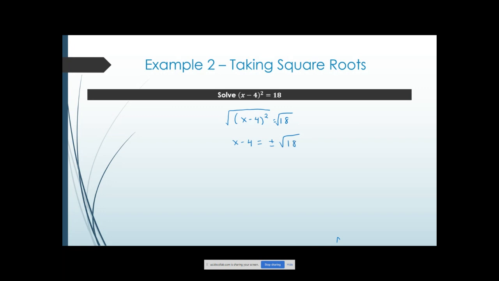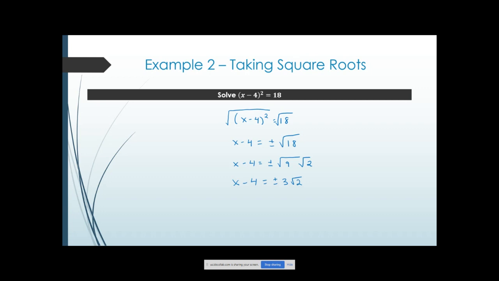So this is where we have to go back to P.2 and simplifying radicals. We haven't had to do that in a couple weeks, so if you need a refresher, I do have a video on that one. We have to simplify this radical. The square root of 18 is the square root of 9 times 2. So I can rewrite this as plus or minus the square root of 9 times the square root of 2, and the square root of 9 is 3. So that's x minus 4 equals plus or minus 3 times the square root of 2.